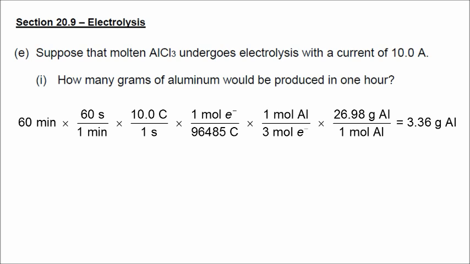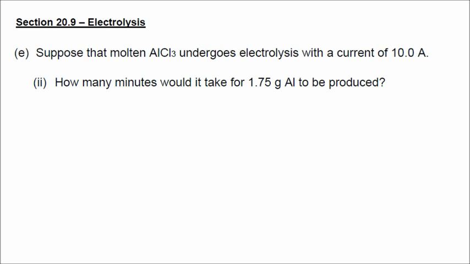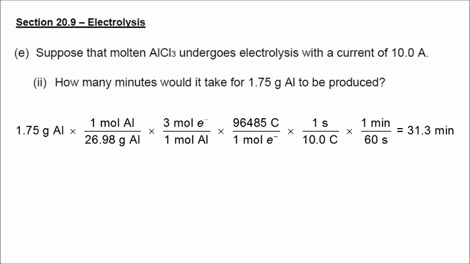Now, can we start with grams and end with units of time? Yes, absolutely. How many minutes will it take for 1.75 grams of aluminum to be produced? Let's go from grams to moles, then from moles of aluminum to moles of electrons. Then we go to coulombs, and then to seconds and minutes. So we convert grams to moles, multiply by 3 moles of electrons over 1 mole of aluminum. Use the Faraday constant again to go from moles of electrons to coulombs. We have 10 coulombs per second because of 10 amps. Now we have seconds to minutes, and our answer is 31.3 minutes.